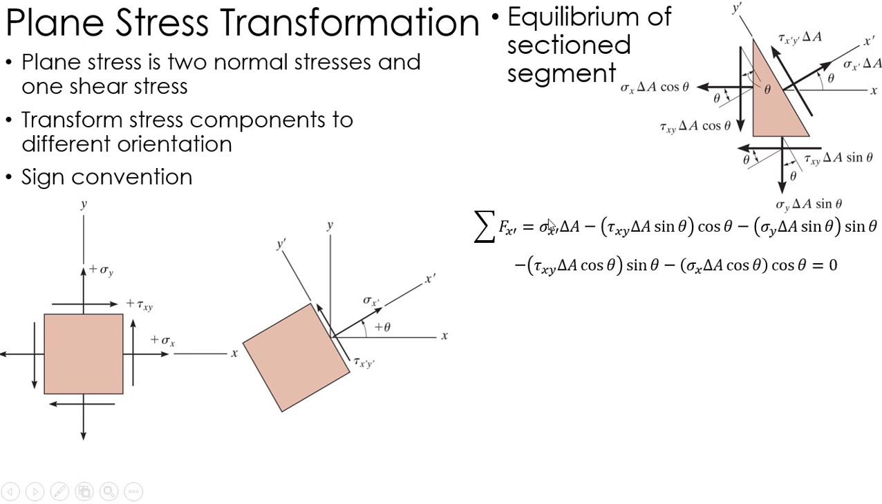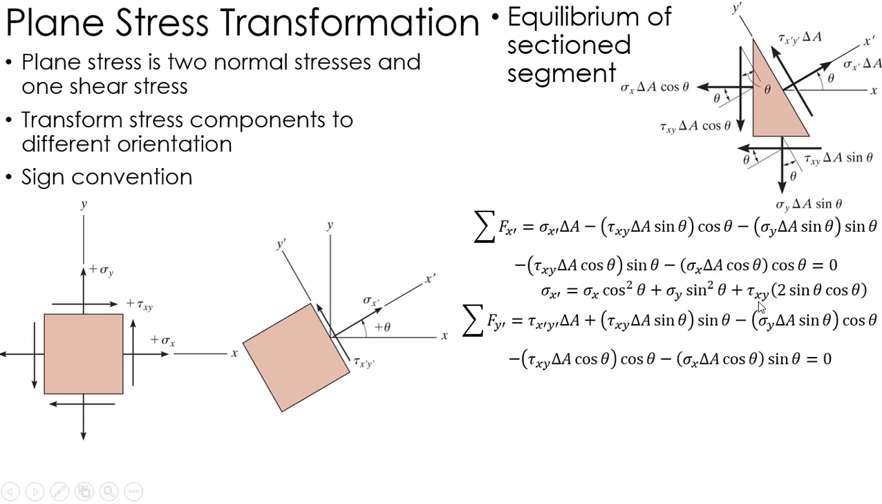Once I simplify that and solve for the stress in the x direction, I get something that looks like this. Basically all my areas drop off. Then I do the same thing in the y direction, where I have tau x prime y prime times A, and then again all of these forces at different angles as I have written here, and you can go through that on your own. Then solving for tau x prime y prime, we get something like this.